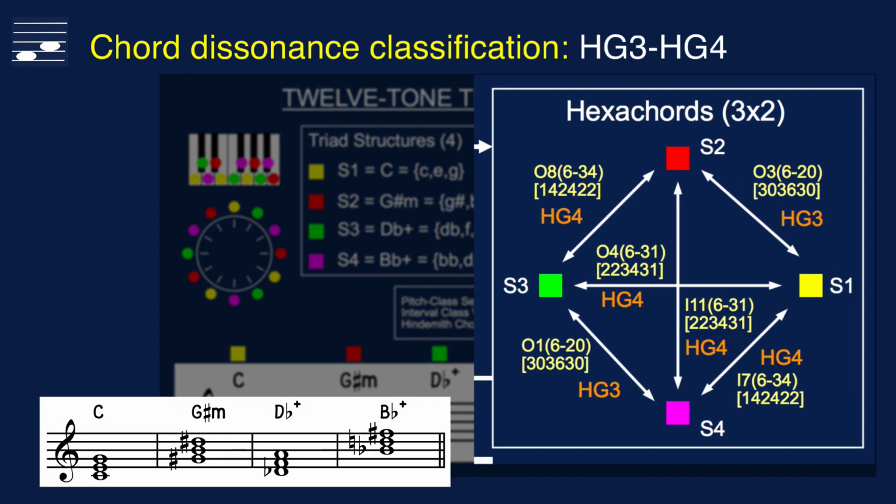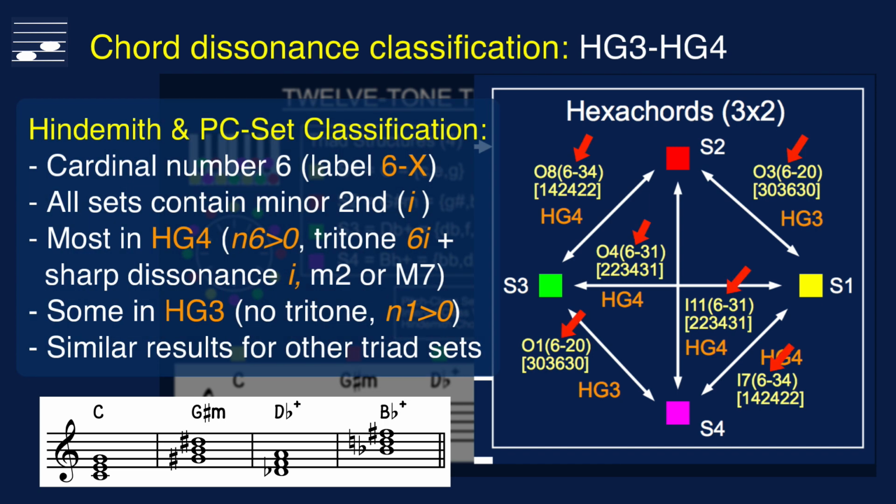For each hexachord combination we may put the corresponding Hindemith chord group label. What we see is, for a hexachord the cardinal number of the pitch class set obviously is 6. All hexachords in our example set have one or more semitone intervals, since n1 is greater than or equal to 1. Most combinations contain a tritone interval, thus n6 is greater than 0. Therefore, these all receive the classification Hg4. In my carefully selected example, we find two hexachords without tritone, and therefore they lie in Hindemith chord group 3.